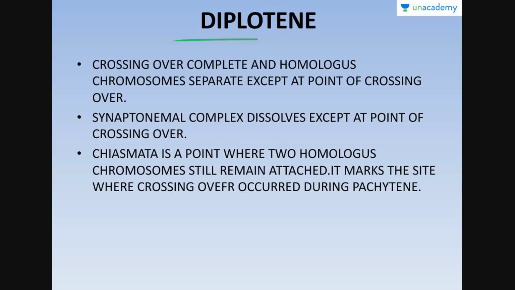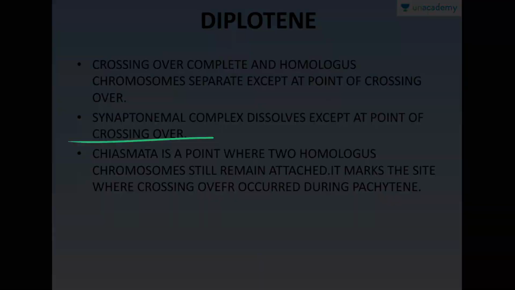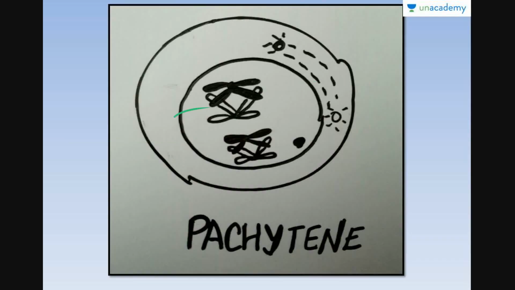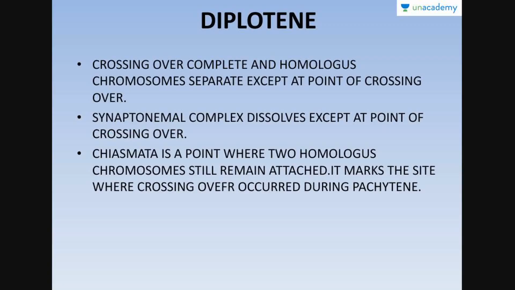Next phase is Diplotene. Diplotene is the phase during which crossing over is complete. The synaptonemal complex, which was stabilizing the homologous chromosomes during crossing over, dissolves during the Diplotene stage, except at the main points of crossing over, this point and this point, where it remains. Otherwise the synaptonemal complex dissolves. This causes the two homologous chromosomes to move away from each other.